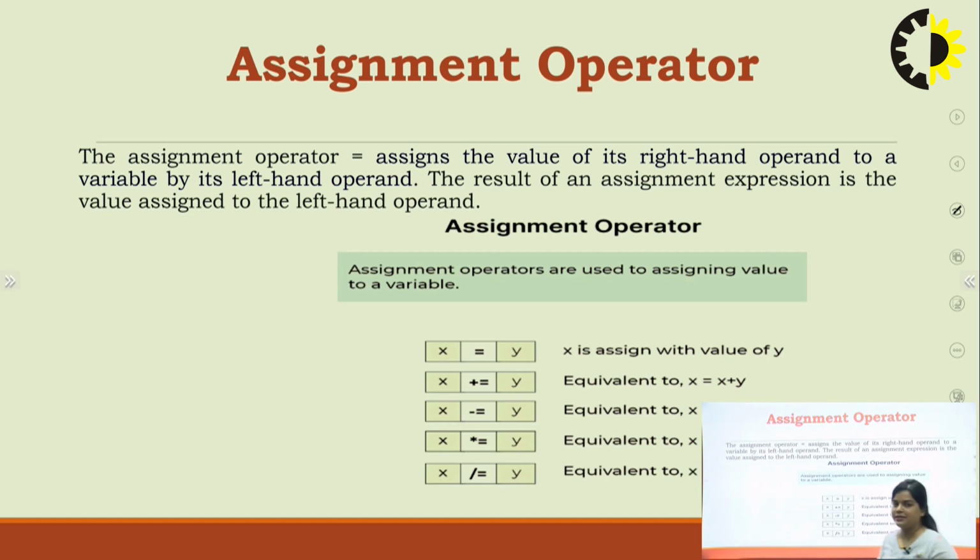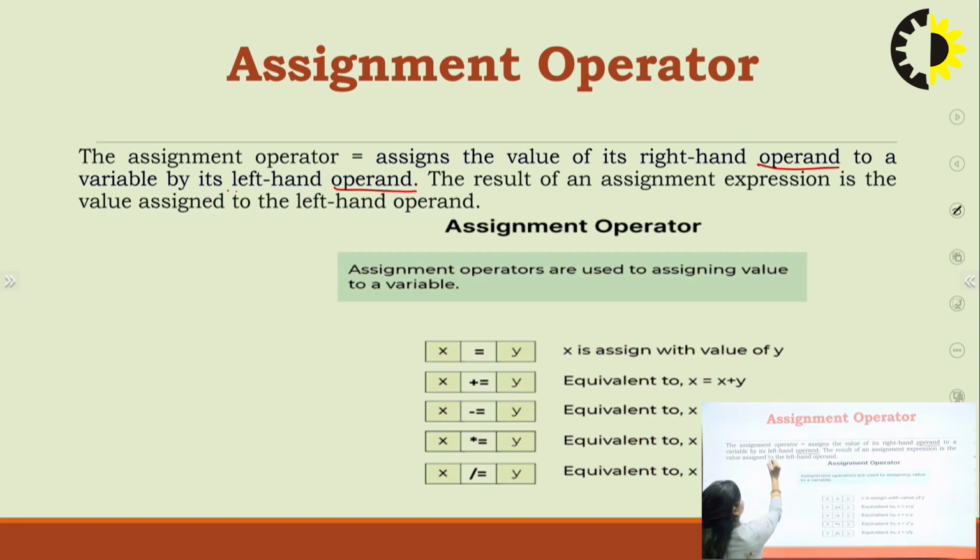Now, let's understand another operator, the assignment operator. The assignment operator assigns the value of its right hand operand to the variable given by its left hand operand. You already know what an operand is, which I told you at the start, because these are the words which you will encounter in many slides.